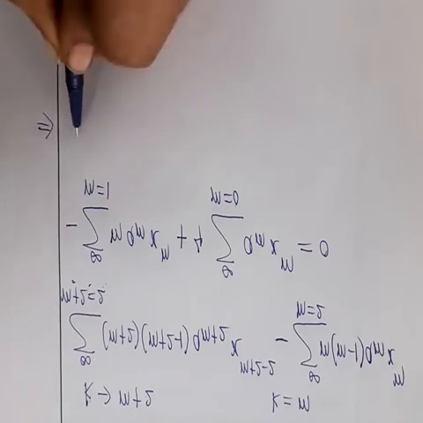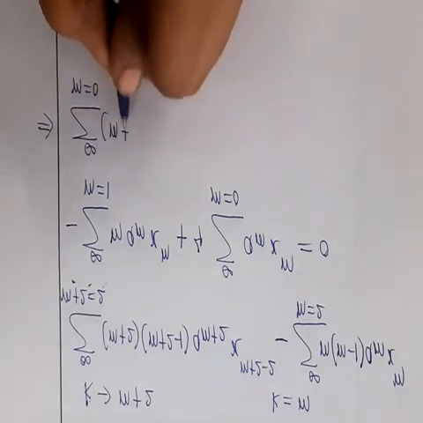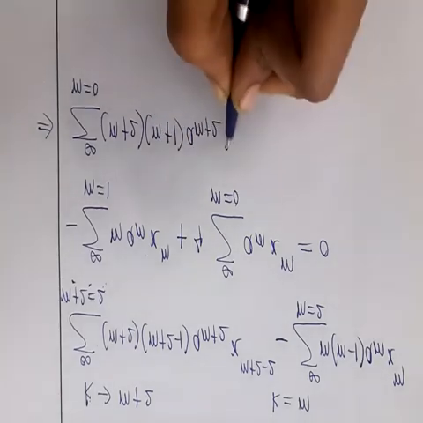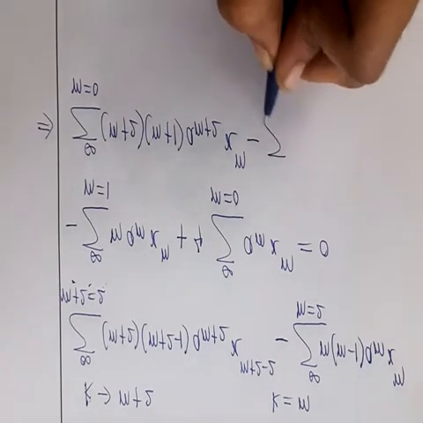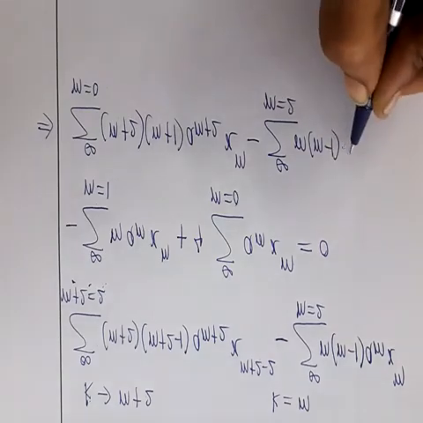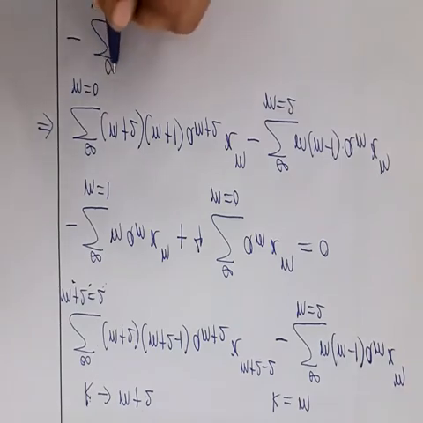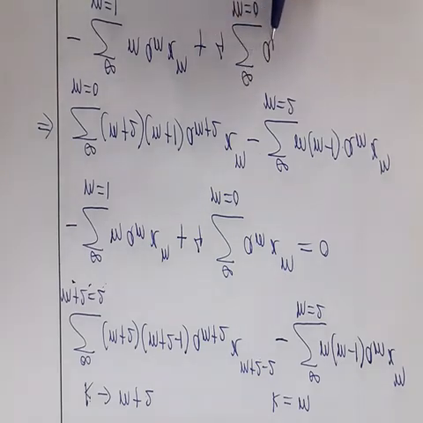In the next step we get summation from m equals 0 to infinity of (m+2)(m+2-1), which is (m+1), a_(m+2) x^(m+2-2), which is x^m, minus summation from m equals 2 to infinity of m(m-1) a_m x^m, minus summation from m equals 1 to infinity of m a_m x^m, plus 4 times summation from m equals 0 to infinity of a_m x^m. This is equal to 0.